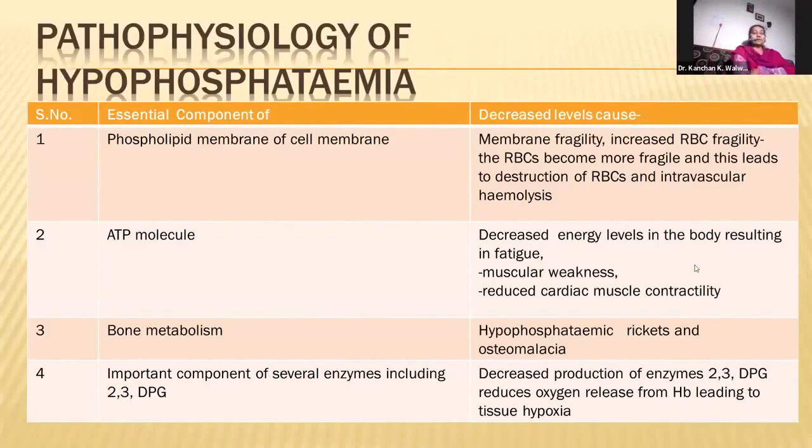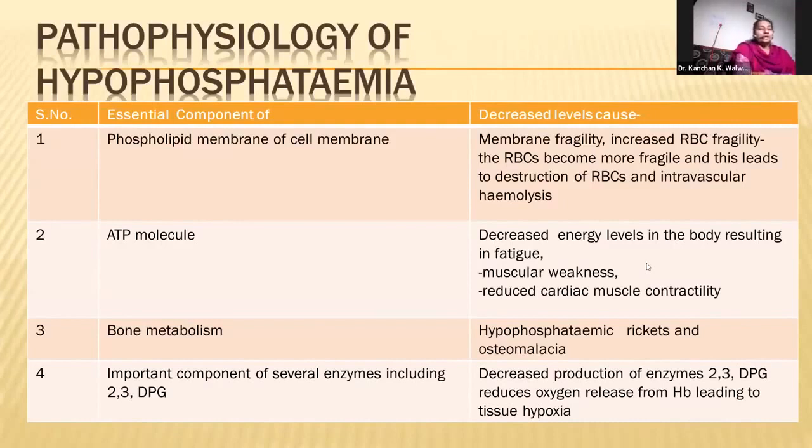Next, phosphorus is a component of the ATP molecule. Because there is a decreased amount of ATP molecules in the body, there will be decreased energy level in the body, and this results in fatigue, muscular weakness, and reduced muscular contractility of the cardiac muscles. So there will be fatigue of all the cells and all the muscles in the body. The animal will be dull, depressed, and lethargic.